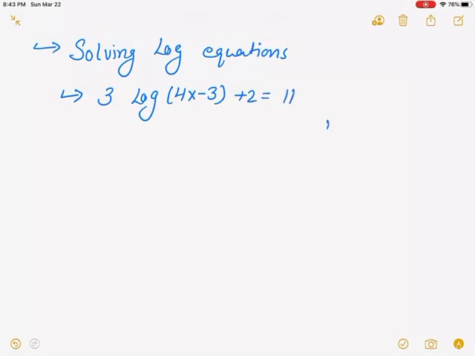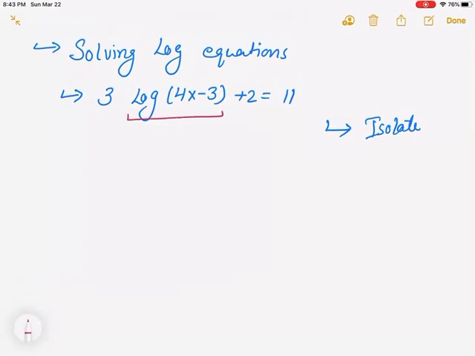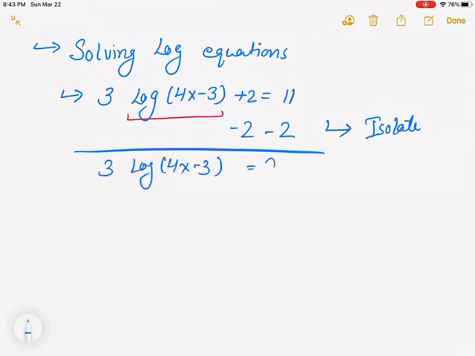All right. First step, I need to isolate the log function. Let's pick a different color, I would pick red. So log is this. In order to isolate this, let's go back to blue. I would take away 2 first. This becomes 3 log (4x minus 3) and it's equal to 9. I would divide by 3. This becomes log (4x minus 3) and it's equal to 3.